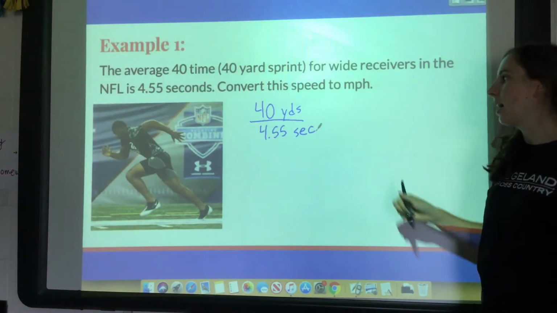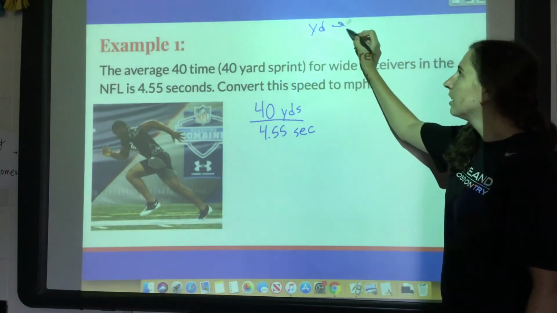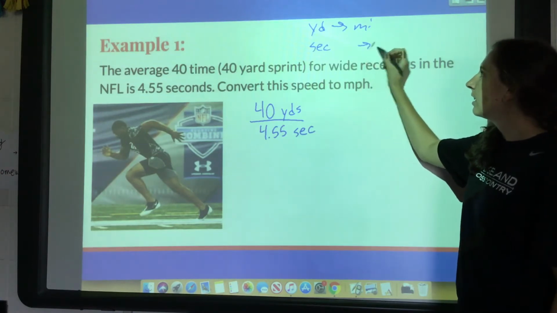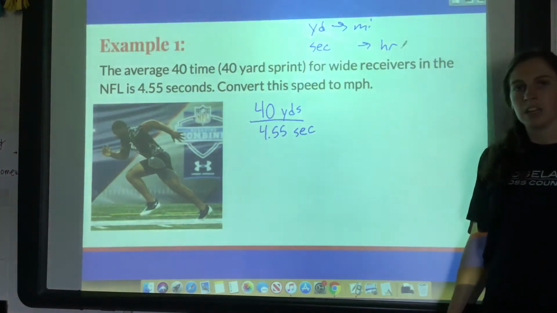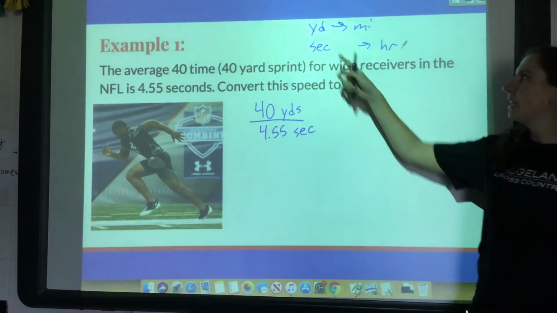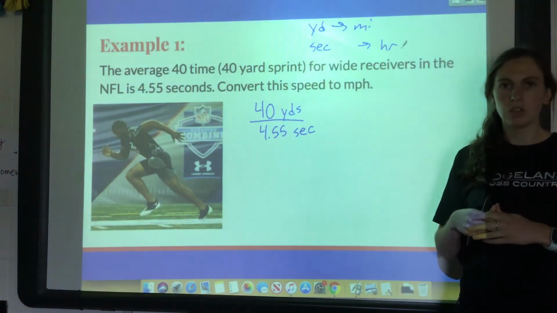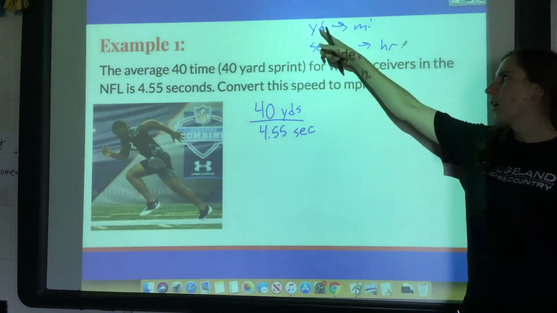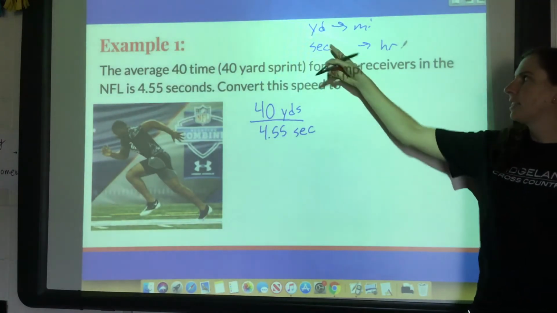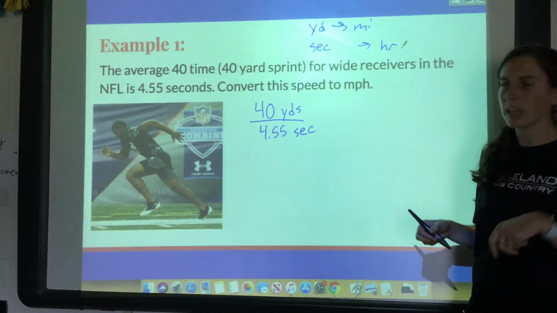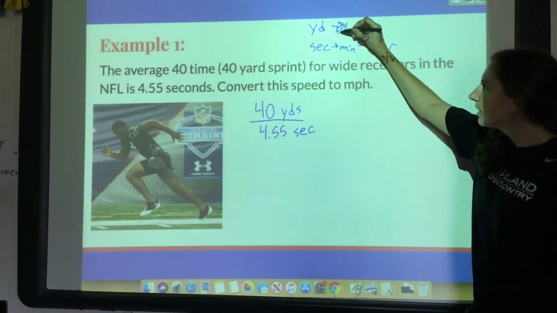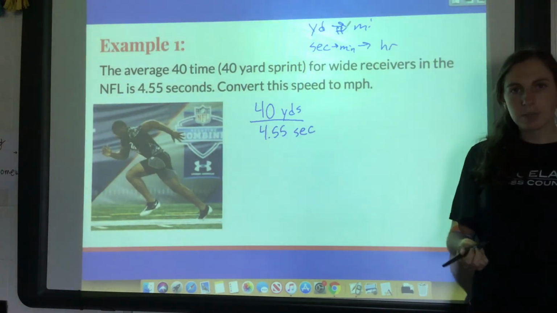So 2 things need to happen here. I need to go from yards to miles, and I also need to go from seconds to hours. It doesn't matter which I start with, but both are going to need to take place. I don't know how many yards are in a mile. You might. That's great if you do. But what I could do instead is go from yards to feet and then feet to mile, because I do know both of those. And then I don't know how many seconds are in an hour. Again, you might. That's great. Use that. But I think I'm going to go seconds to minute and then minute to hour.